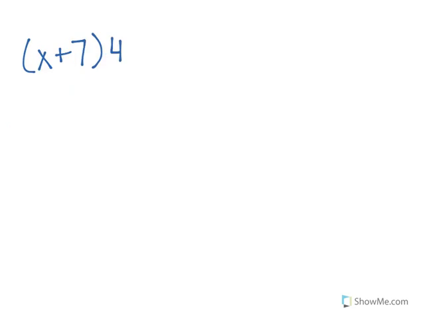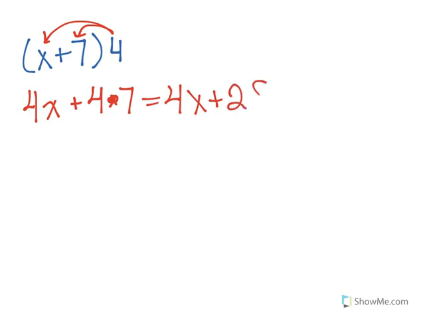Now let's do one last example with variables and algebraic expressions. And so it works exactly the same way. We just distribute the 4. And so we have 4x plus 4 times 7. And so this is equal to 4x plus 28. And we use the distributive property.